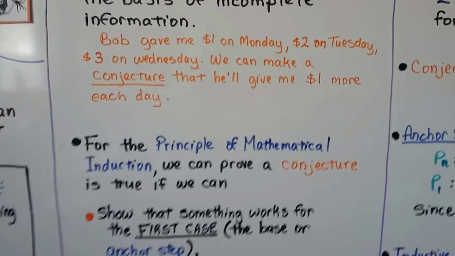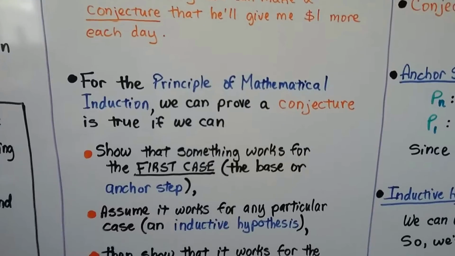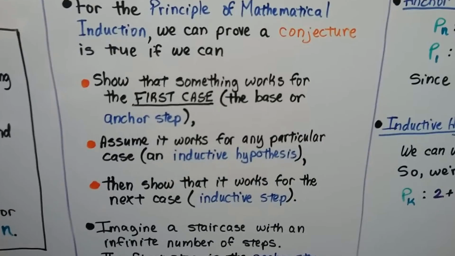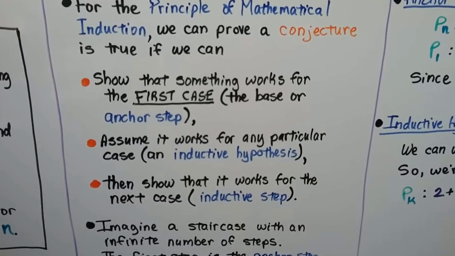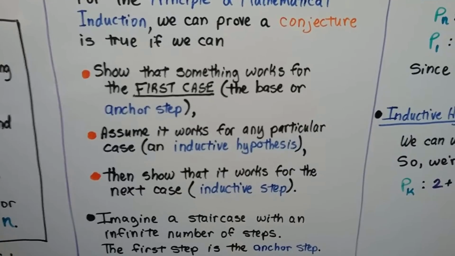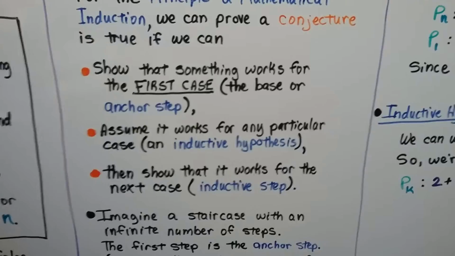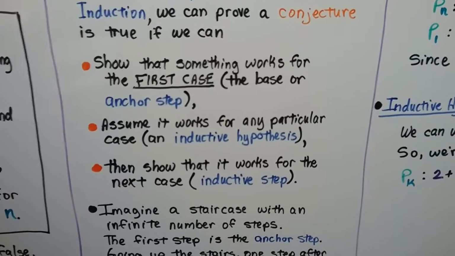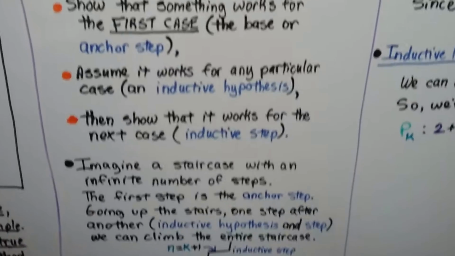Well, for the principle of mathematical induction, we can prove a conjecture is true if we can show that something works for the first case, that's the base or anchor step, and if we can assume it works for any particular case, that's an inductive hypothesis, and if we can then show it works for the next case, the inductive step.